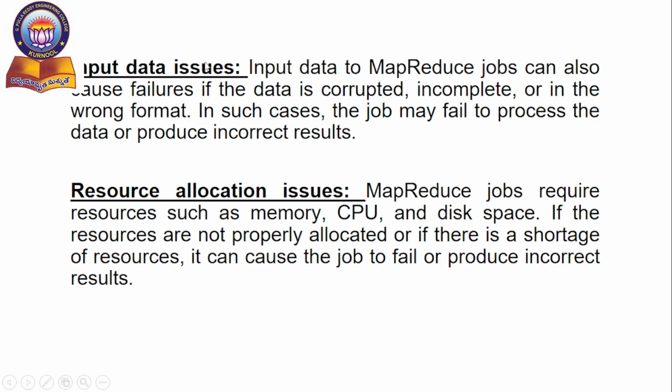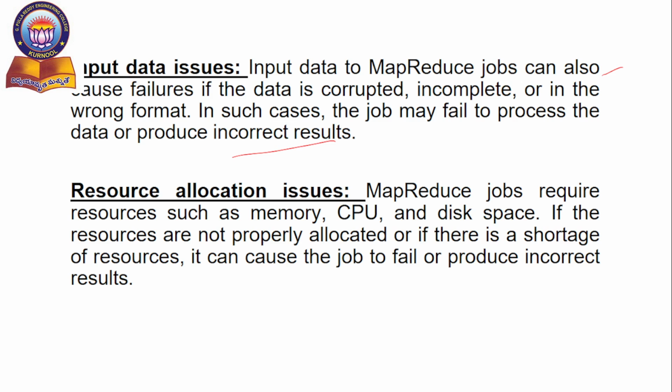And the next issue is input data issues. The input data to MapReduce jobs can also cause failures if the data is corrupted. That is, if the input data supplied to the MapReduce job has some issues, or some data is corrupted, then MapReduce may generate incomplete data or data in the wrong format. In such cases, the job may fail to process the data, or sometimes it may produce incorrect results.